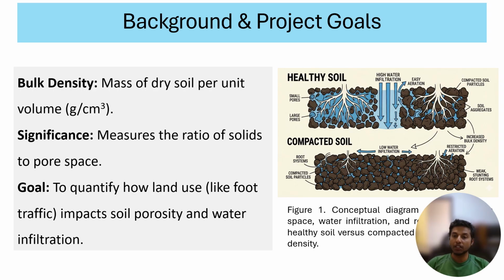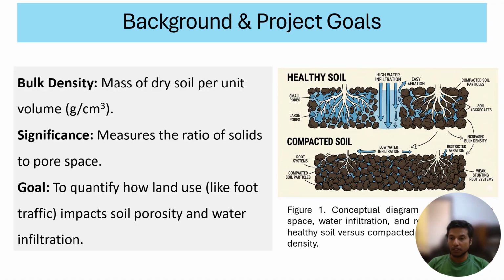As you can see in the diagram on the screen, healthy soil has plenty of large macropores and small micropores. This allows water to infiltrate easily and provides space for the roots to grow.